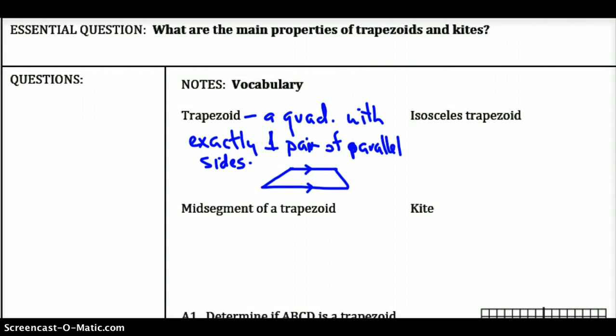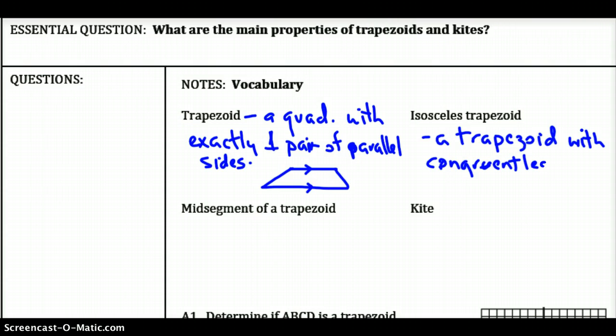An isosceles trapezoid is a trapezoid with congruent legs. So again, if I sketch it like that, that makes it a trapezoid. That's what an isosceles trapezoid is defined as.